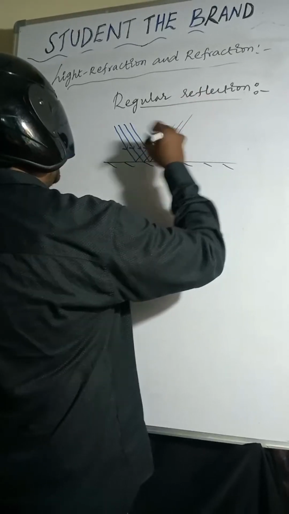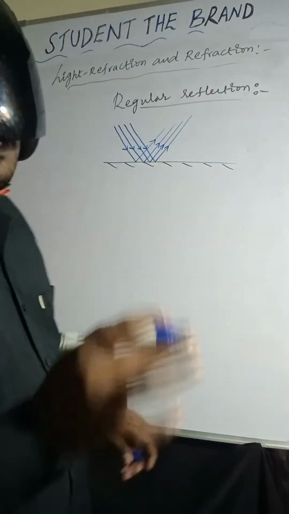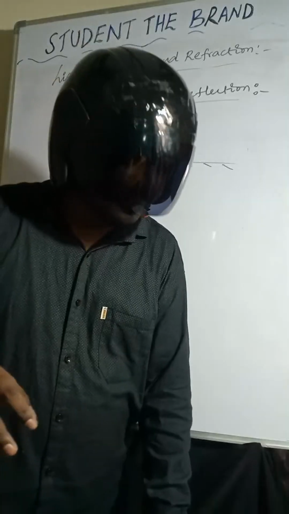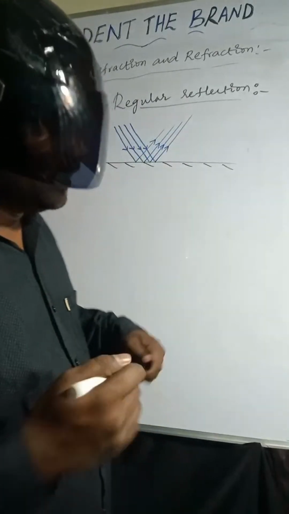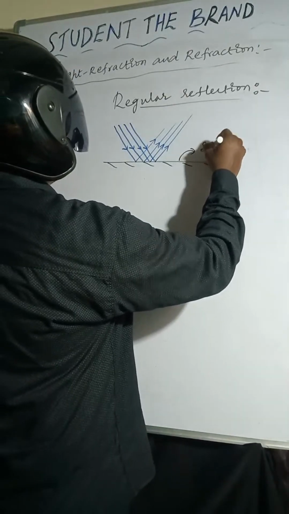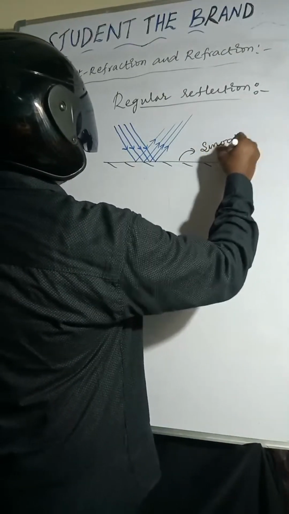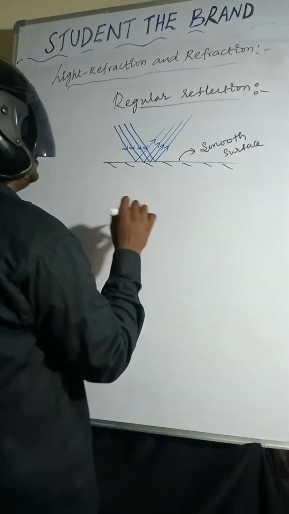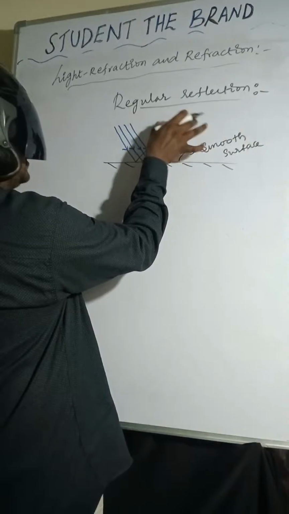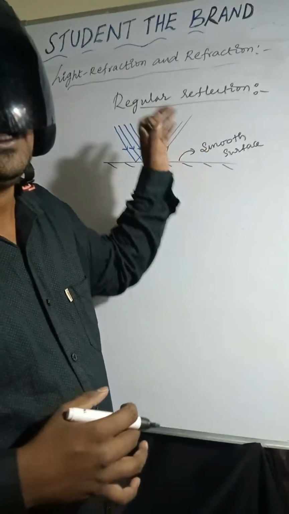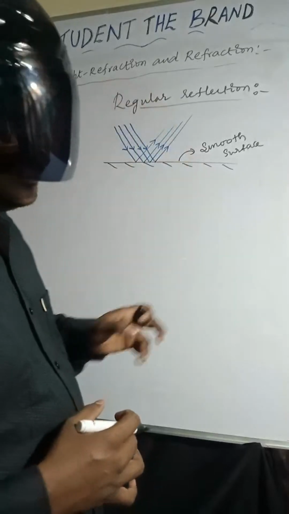So here you need to understand one thing. Regular reflection takes place on a smooth surface, a highly polished smooth surface. Incident beam is parallel, then the reflected beam is also parallel to each other. So this type of reflection is called regular reflection.